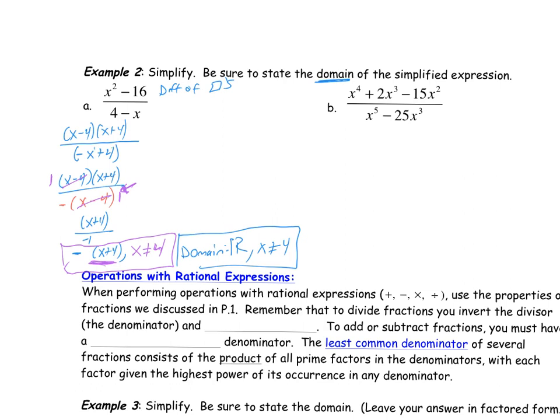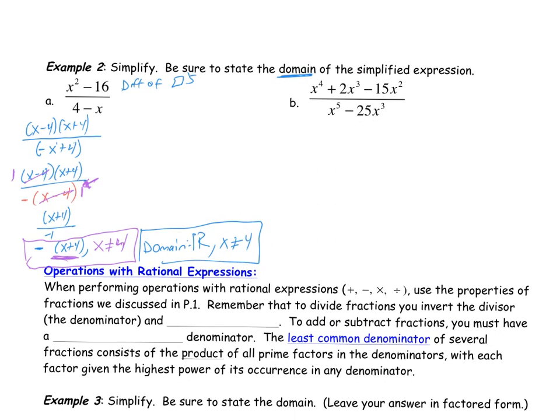All right. So it's important to remember that you must list values that were excluded from the original expression, even if they're not apparent in the simplified expression. In this case, it would be x is equal to, can't be 4. Okay, let's try the example in letter B.